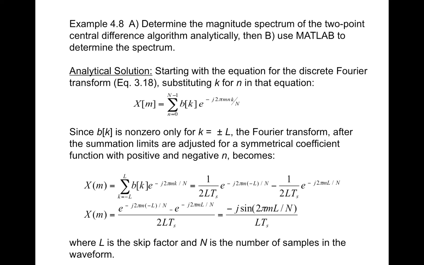So as an example, looking at what the two-point central difference algorithm magnitude spectrum looks like, we can do that both analytically as well as using MATLAB. Analytically, we would just substitute the equation for B into this sum. And so B, remember, was 1 over 2 L T sub S.